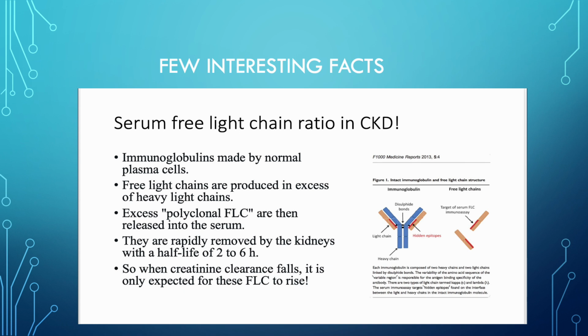So there are a few interesting facts which are seen. Basically, we'll be talking about the serum free light chain ratio in a person with chronic kidney disease. Now, immunoglobulins are made by normal plasma cells. Free light chains are produced in excess of heavy chains normally, and excess polyclonal free light chains are then released into the serum. They're rapidly removed by the kidneys, so the half life is normally like 2 to 6 hours. But if the creatinine clearance falls, it is only expected for these free light chains to rise because the kidney function is getting deranged, right?